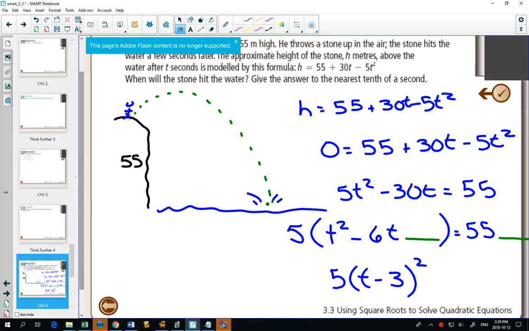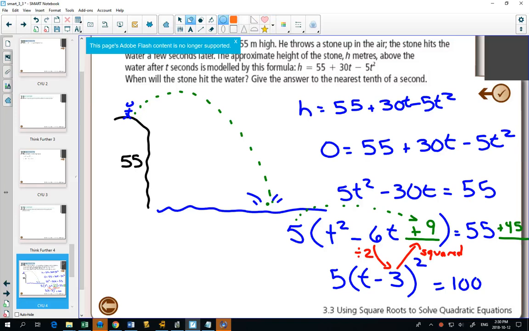And if that has to be a 3, the number in here, minus 3 times minus 3, would have to be a plus 9. So a pattern that maybe you're starting to notice is that that number is always half of that middle number. And when you multiply it out, the number that goes in there is always this number squared. Now if I add 9 here, I've actually added to this side 45. So I would need to add 45 to this side as well. Which makes my right side equal to 100.